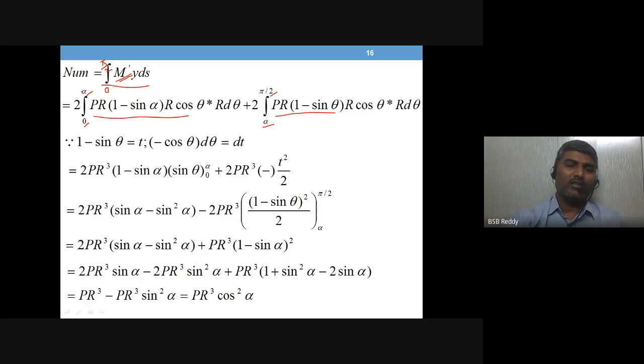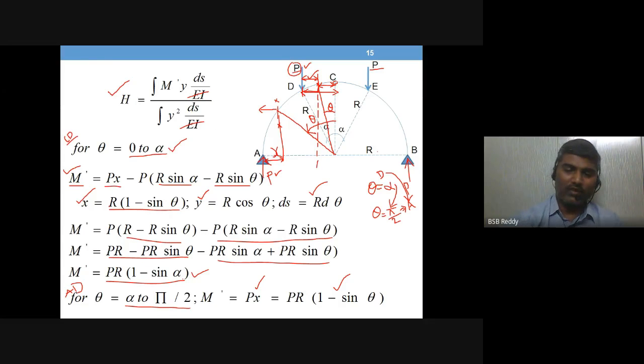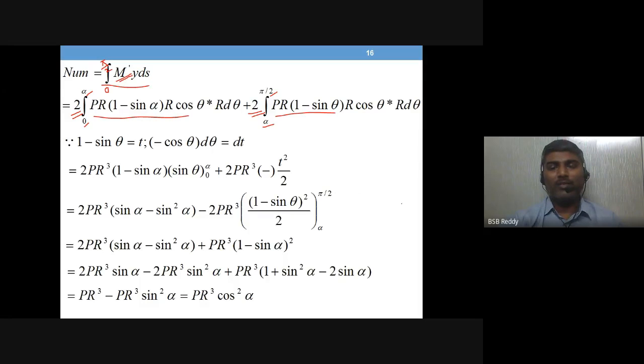So 0 to alpha means C to D one equation, then alpha to pi by 2 means another equation, right? So this y twice is written here. Remember, it is symmetric. The other half of the arch is also of the same nature. Now it is the mathematical procedure to simplify and get a value of the numerator. So substituting for m dash from 0 to alpha, whatever is derived in the earlier slide, PR into 1 minus sine alpha is the m dash value. Similarly, PR into 1 minus sine theta is the m dash value between A and D. This is for portion AD. This is for portion CD.